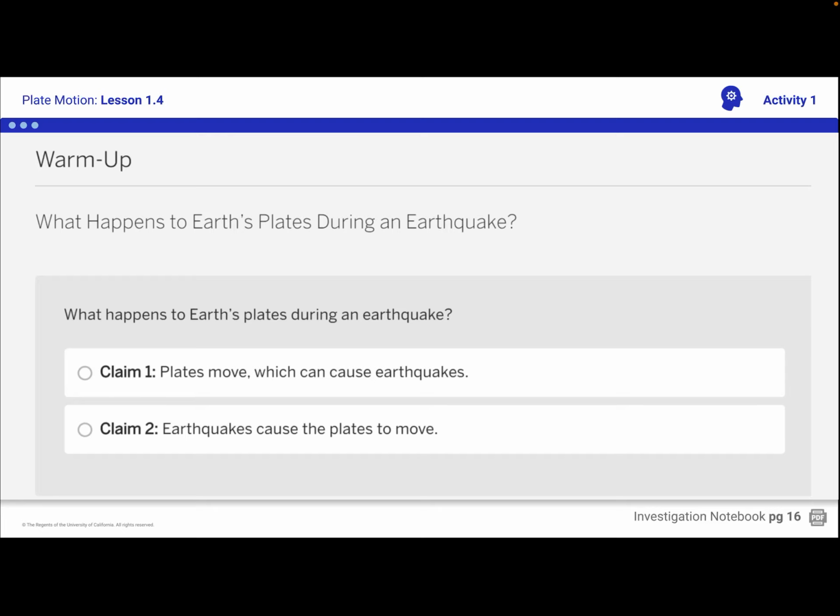And so I want you to think about it. Choose one. Go ahead and answer that question as to why. Which claim did you choose and why? Go ahead and pause, answer that, hand it in, and then move on.